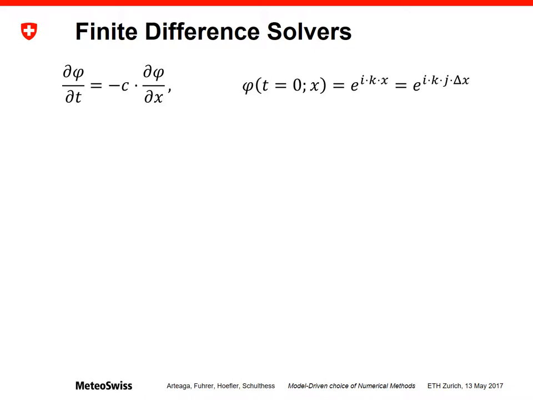We deal with finite difference solvers for the solution of the linear advection equation. The linear advection equation is displayed on the left-hand side of the slide, while the right-hand side shows the initial conditions. We have the advected quantity phi, the constant velocity c, the space and time variables. The initial conditions are represented by a linear wave with a wavelength k in the complex space. We show also the spatial discretization given by a constant grid spacing delta x and a cell index j.